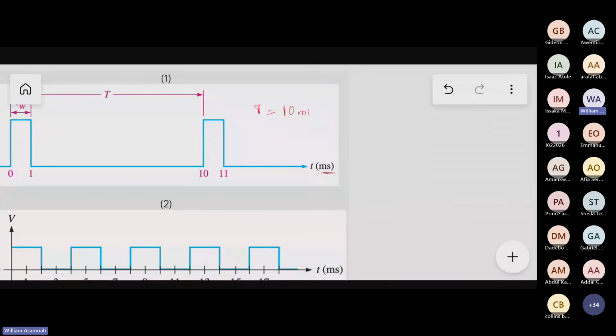Okay. What will be the frequency? This is 1 over 10 milliseconds. So what will it be? 100. Excellent.